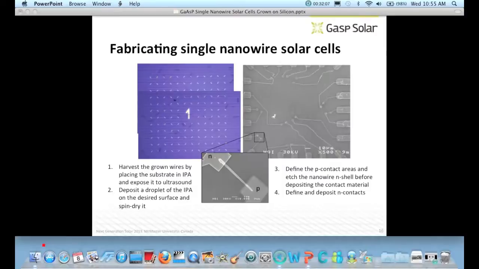using E-beam lithography. You start out by making the P-type ohmics: you define the contact area for the P-type ohmics, and then just before you put down the P-type contact material, you etch the nanowire slightly so you get rid of any N-type shell, to only contact the P-type core of the nanowire. And afterwards you do exactly the same steps for the N-type contact materials. So there you have your single nanowire solar cell, NP in a core-shell geometry.